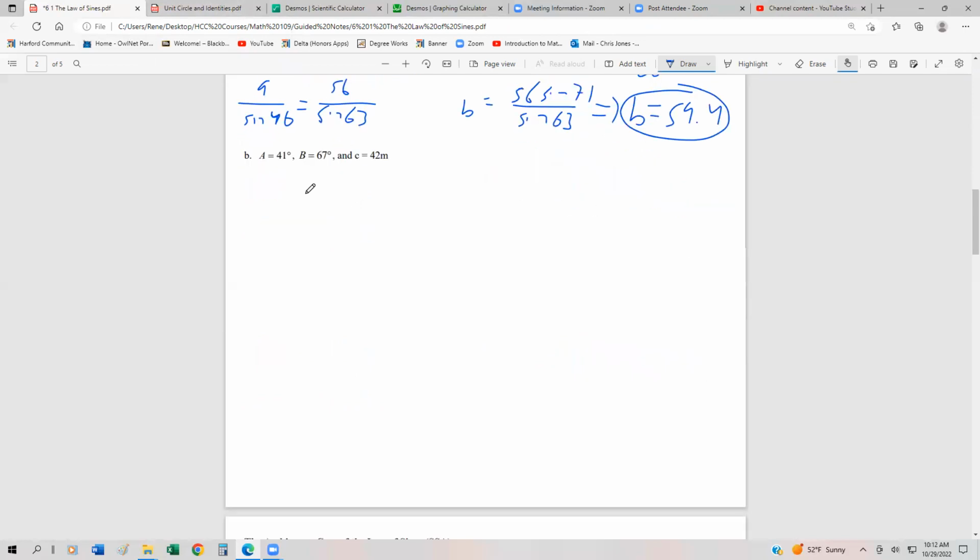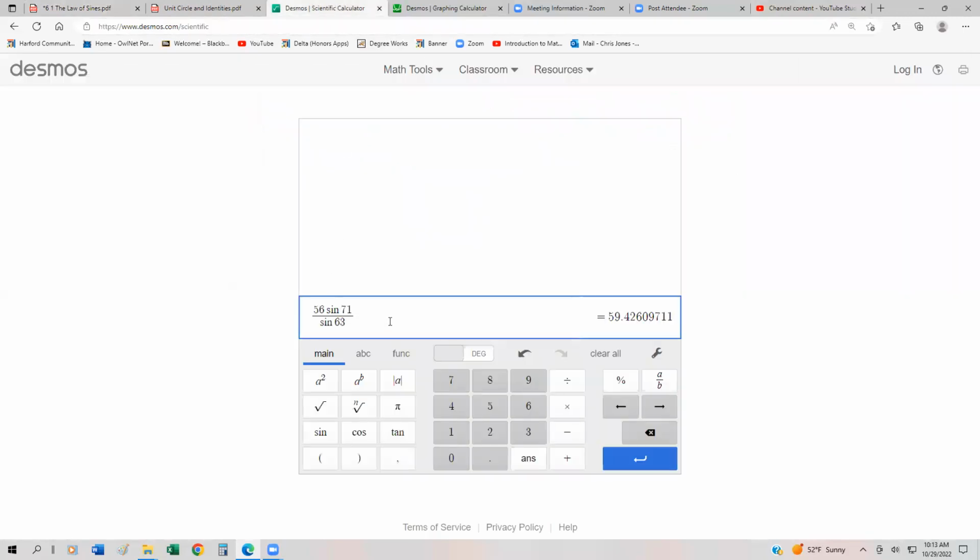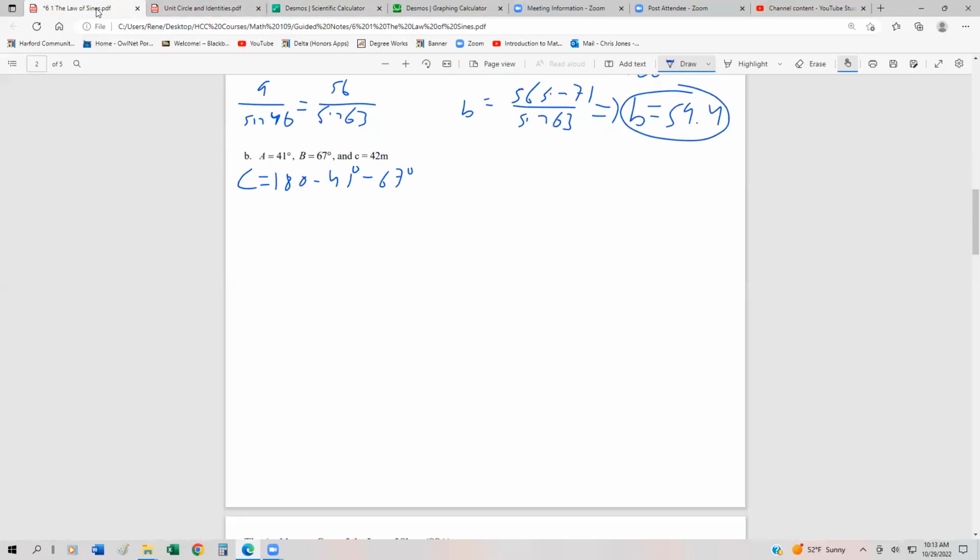Another example, we have A is 41, B is 67, C is 42. So we're going to have to draw the triangle for ourselves. No big deal. Let's start by finding what angle C is. Angle C is going to be equal to 180 minus 41 degrees minus 67 degrees. We can just do that in our calculators, so we get 72 degrees. So that means that C is going to be 72 degrees, right?